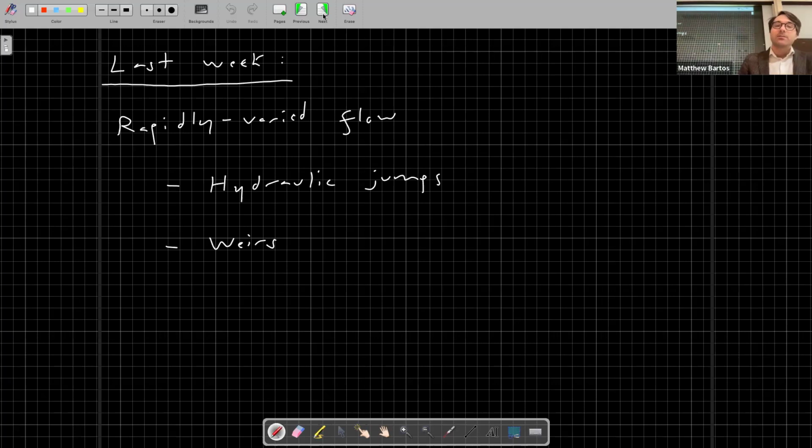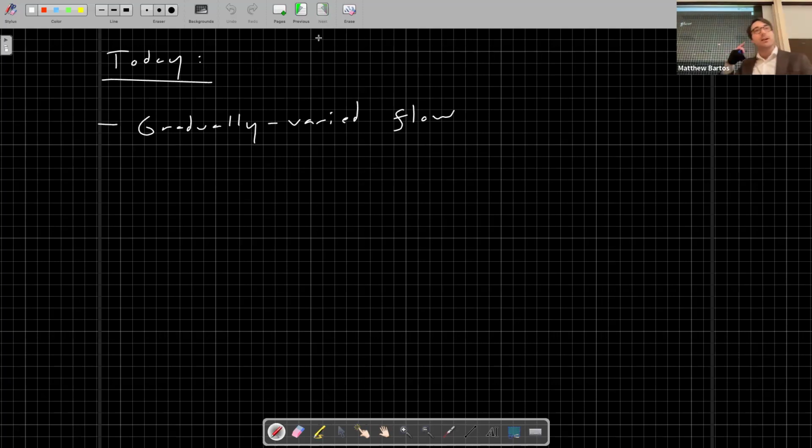So today we are going to talk about our final topic of the class, which is gradually varied flow. For those of you who have started on Lab 5, you've already got some exposure to gradually varied flow through the use of the HEC-RAS software, which is the primary software used in industry for computing gradually varied flow profiles. Today, I'm going to introduce the theory behind gradually varied flow.